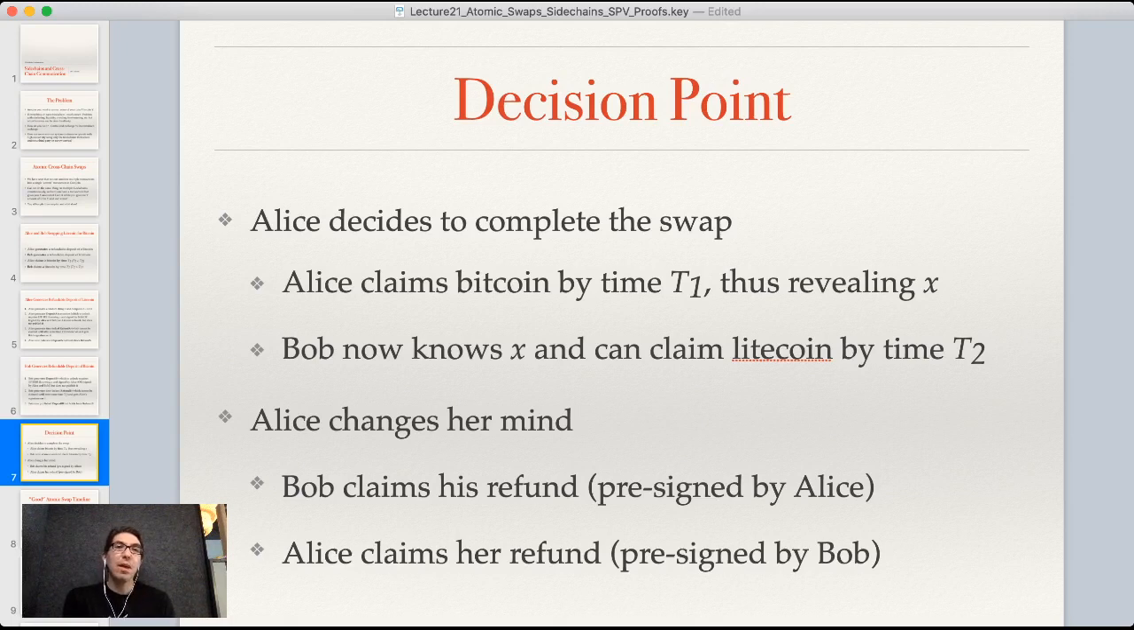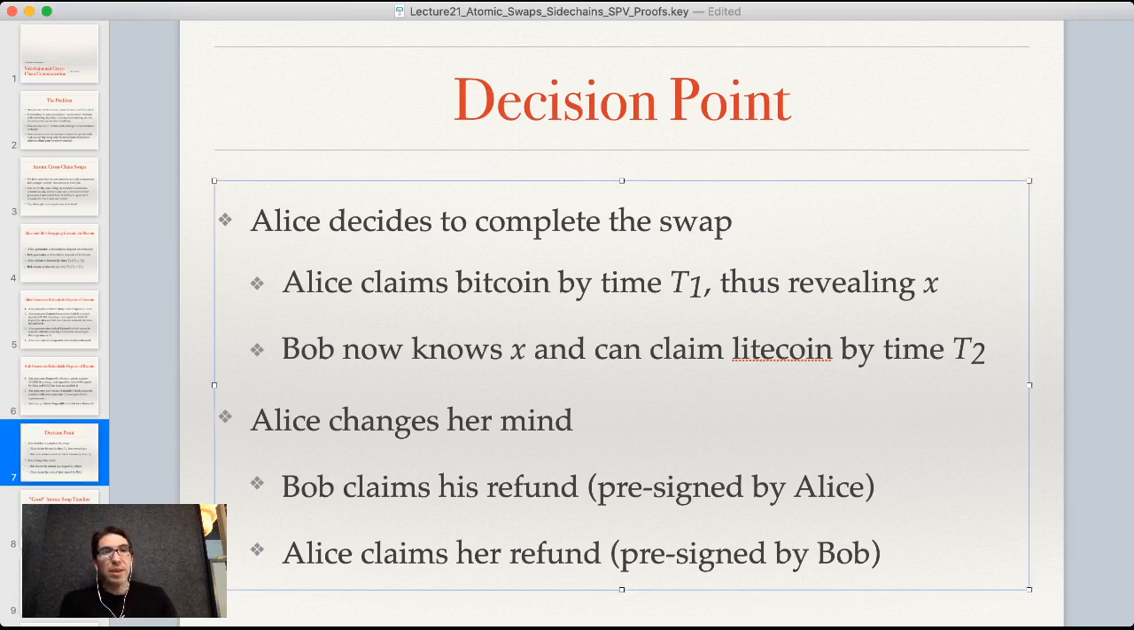All right, so the other thing that could happen: Alice changes her mind. So Bob claims his refund, which has already been pre-signed by Alice. So he gets his minus transaction fees. He is able to get his refund back, and Alice claims her refund. And everyone, again, minus transaction fees, is back where they started.